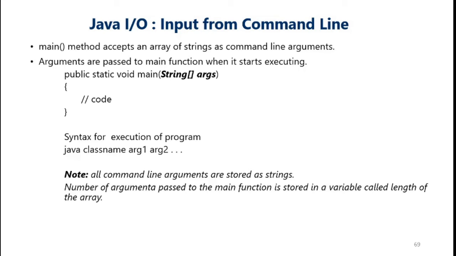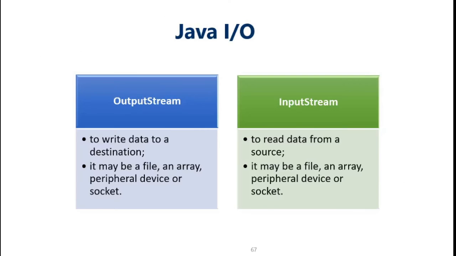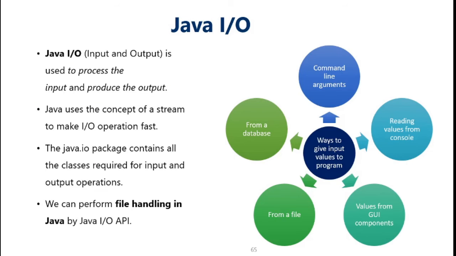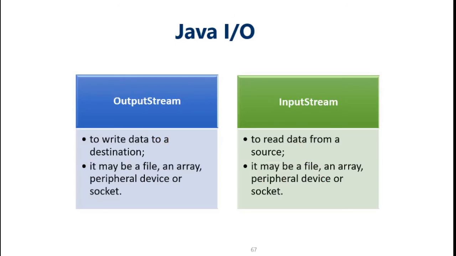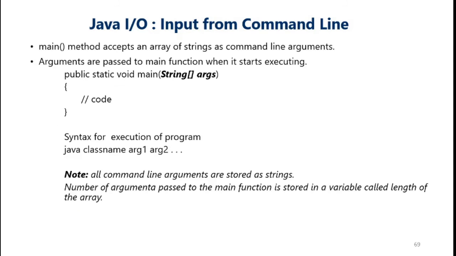Now we are going to focus on input from the command line and input from the console. On this slide, these are the different ways of reading values into the program, and from these we are going to focus on two cases. The first one is command line arguments, and the second is reading values from the console. So the first one is command line arguments.